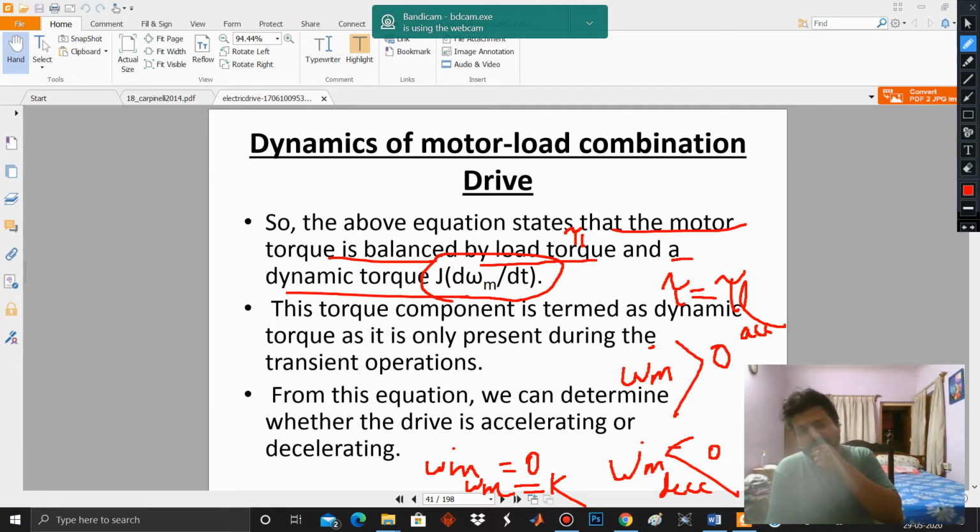So any unbalance of tau and tau L will be reflected in the dynamic torque, which is this one. Either it will be positive or it will be negative. If it is positive, then it is accelerating. If it is negative, it is retarding. So this is the dynamics of the electric drive.